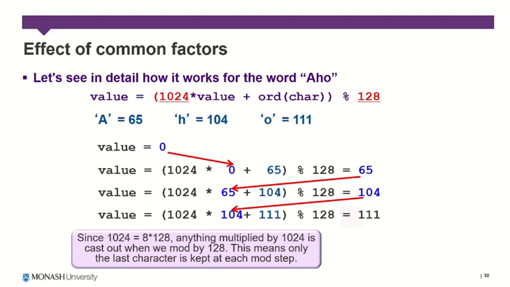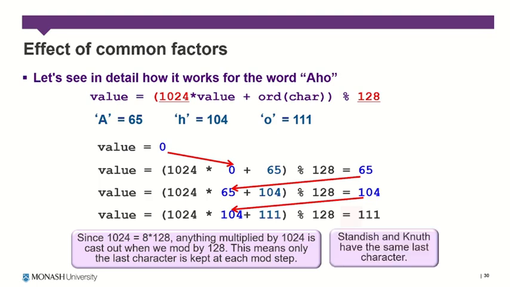Obviously, if we've got a base and a table size that have common factors, then we start to run into this issue that we lose a lot of the randomness or distribution when we don't use primes. So in this example between these two keys, you can see they have the same last character, so that means they hash to the same position.